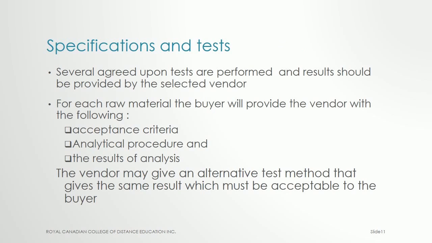Several agreed-upon tests are performed and results should be provided by the selected vendor. For each raw material, the buyer will provide the vendor with the following: acceptance criteria, analytical procedure and the results of analysis. The vendor may give an alternative validated test method that gives the same result which must be acceptable to the buyer.